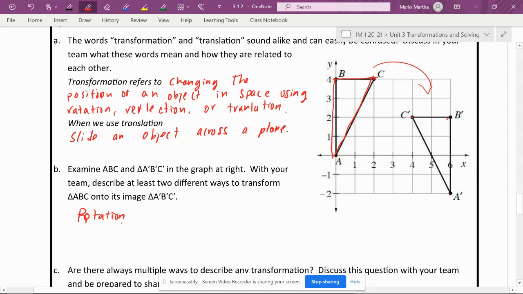All right, and then another one, I would say that if we first reflect the image on this side like this, and then we can also translate it down. In this case, we can do a double transformation. So rotation is the first way, and the second would be reflection and translation.